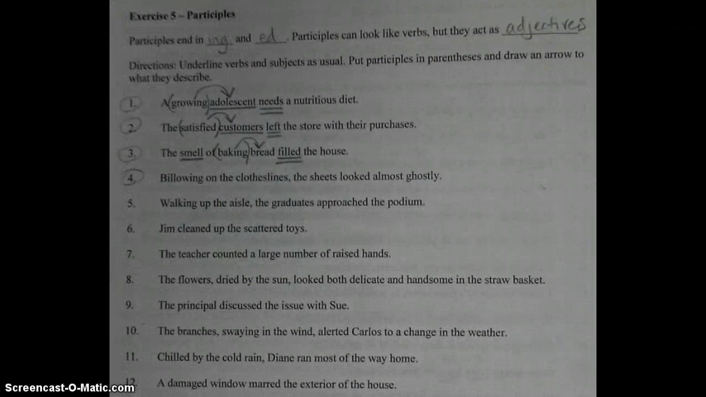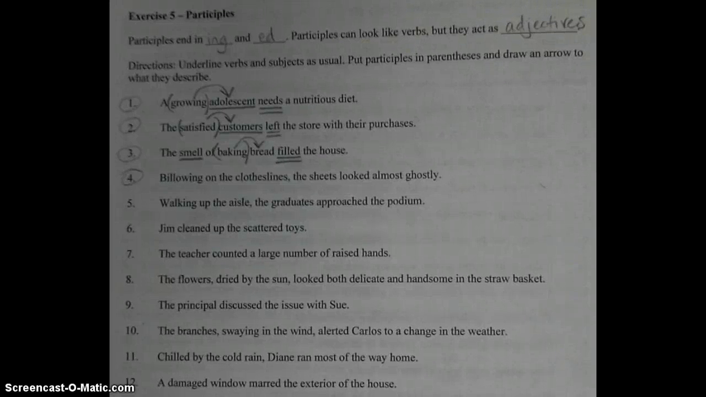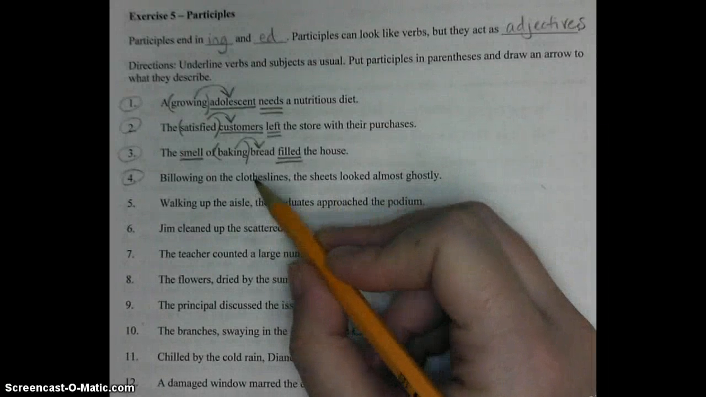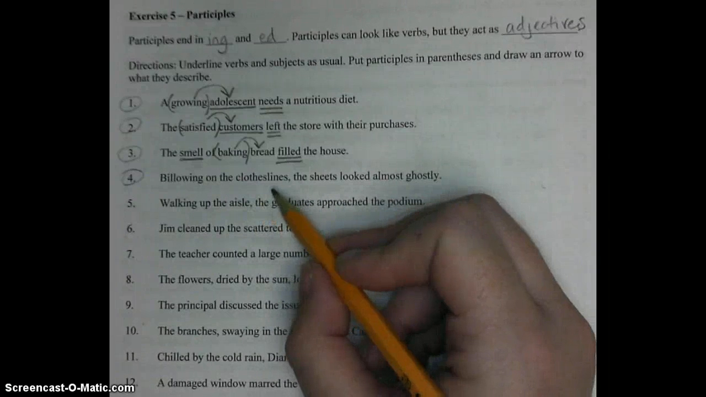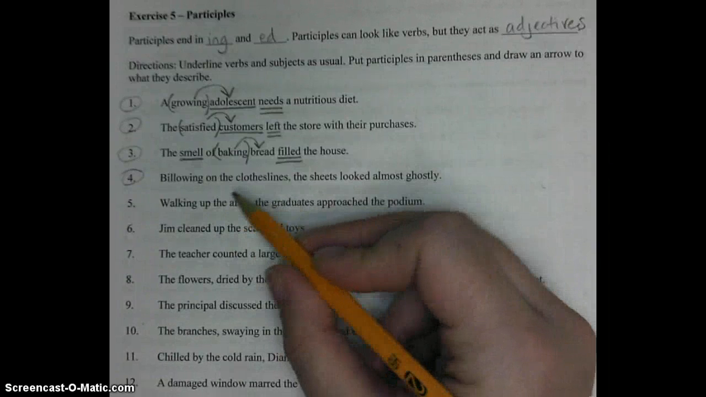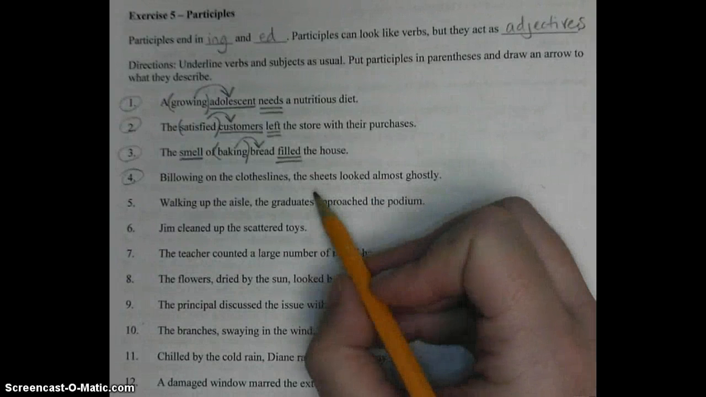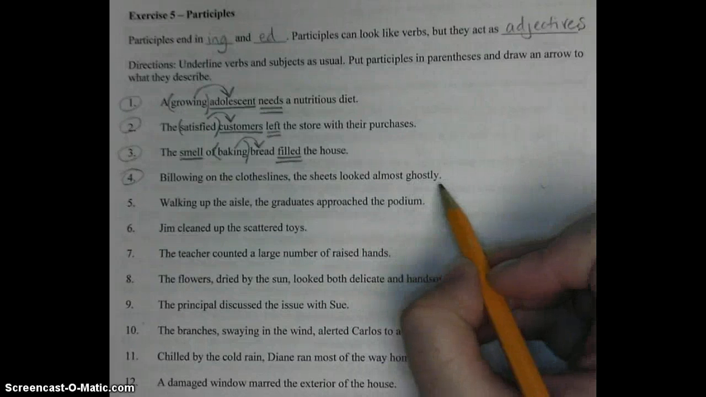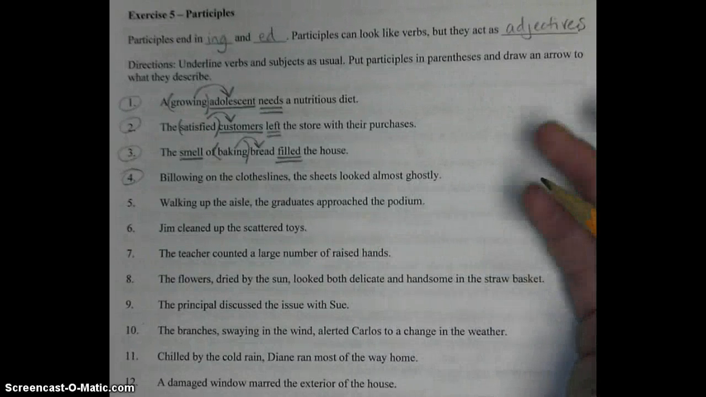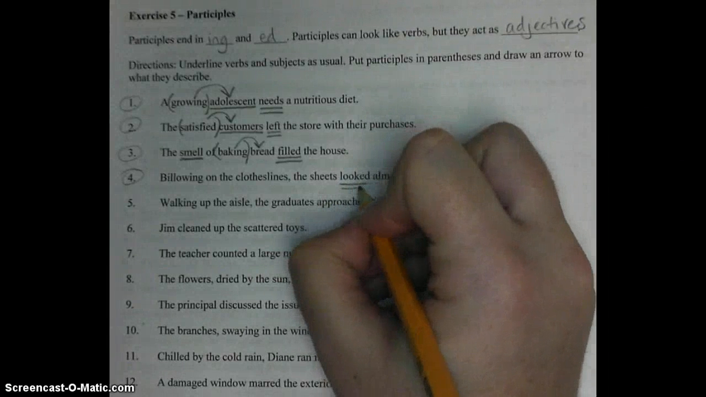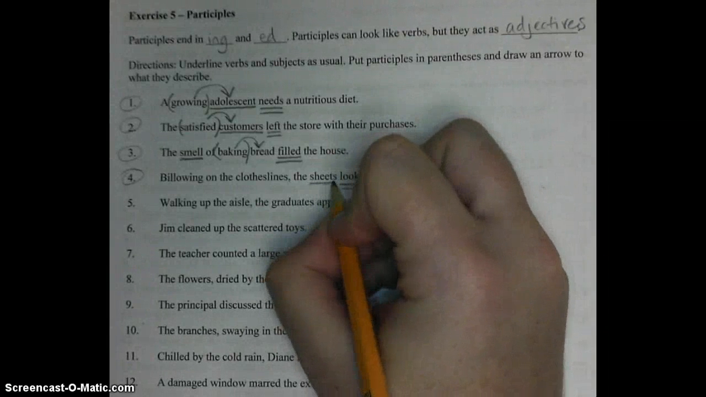Number 4. Billowing on the clotheslines, the sheets looked almost ghostly. Well, first of all, I kind of noticed my comma, so I have 2 phrases here. If I look at the first phrase, billowing on the clotheslines, I don't see a subject, so I know my subject must be over here. The sheets looked almost ghostly. Well, what's going on here is the sheets looked ghostly. So this is the verb, and here is the subject.